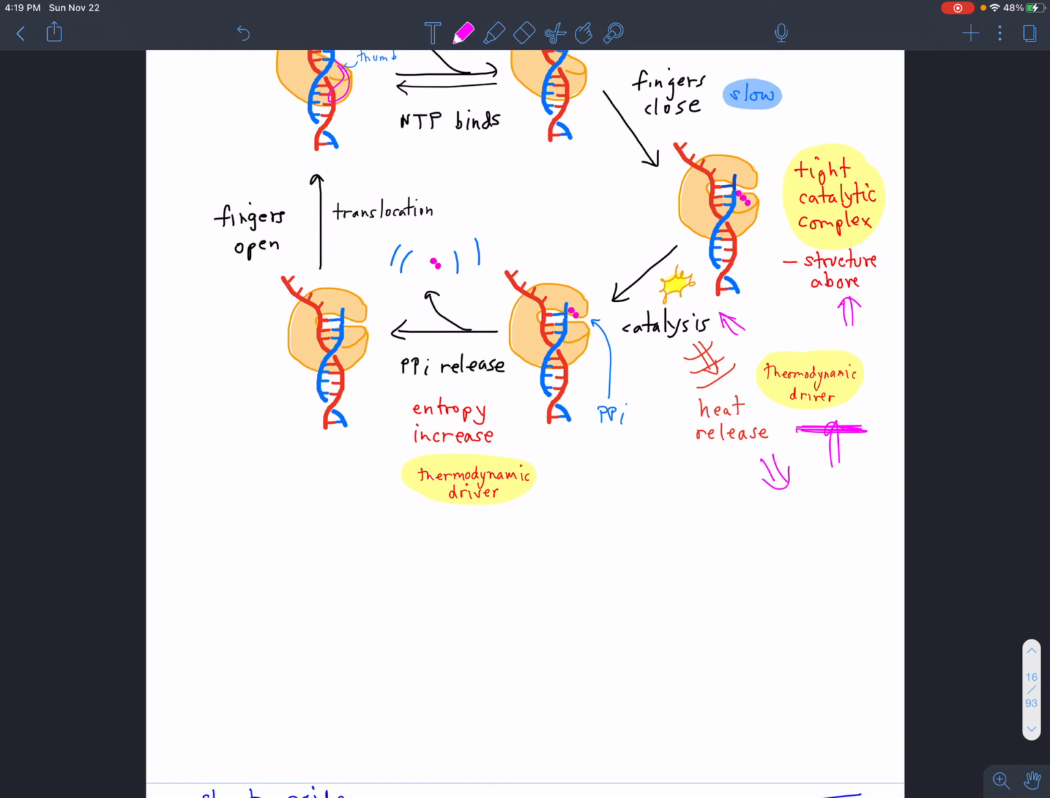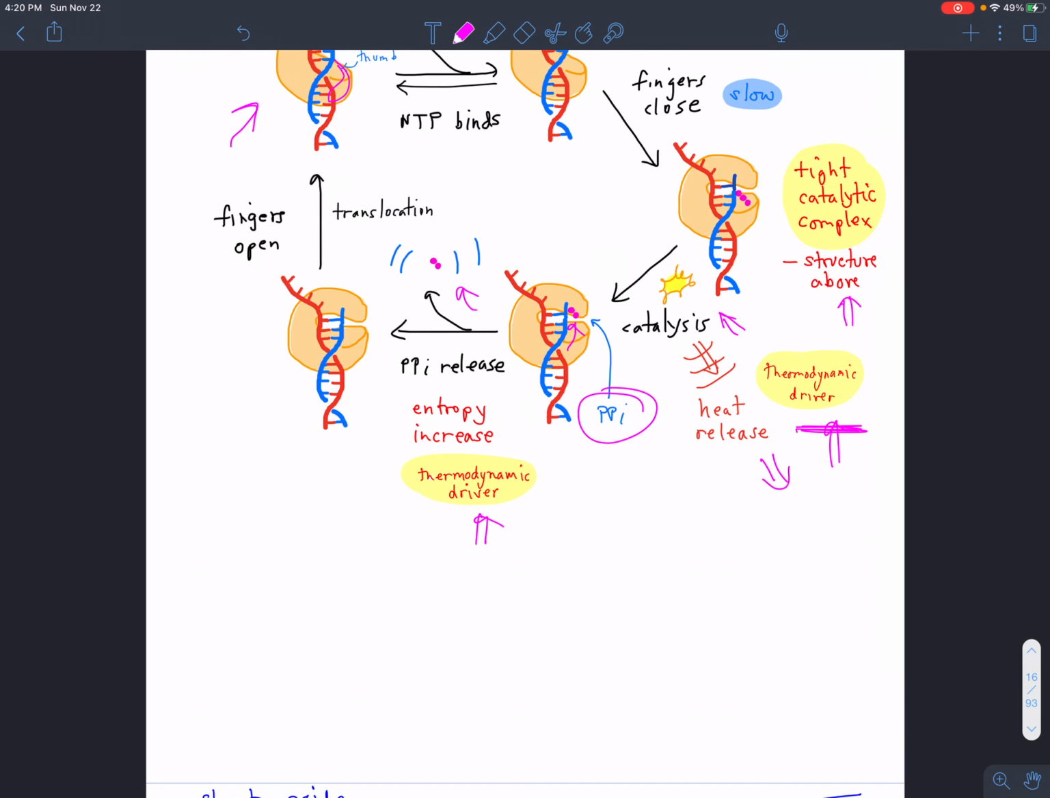The next thing that happens is, after catalysis, the nucleotide is covalently bonded to the growing primer strand here, right? But the pyrophosphate is still there. The 2 pink dots right there, that's the pyrophosphate. You've got to get rid of it in order to get back here where you want to restart the cycle. So there's PPi release. That's also a thermodynamic driver because entropically, of course, releasing a product, especially a product in low concentration in the cell, which PPi is, is favorable, and so this is really part of the overall delta G of the reaction.